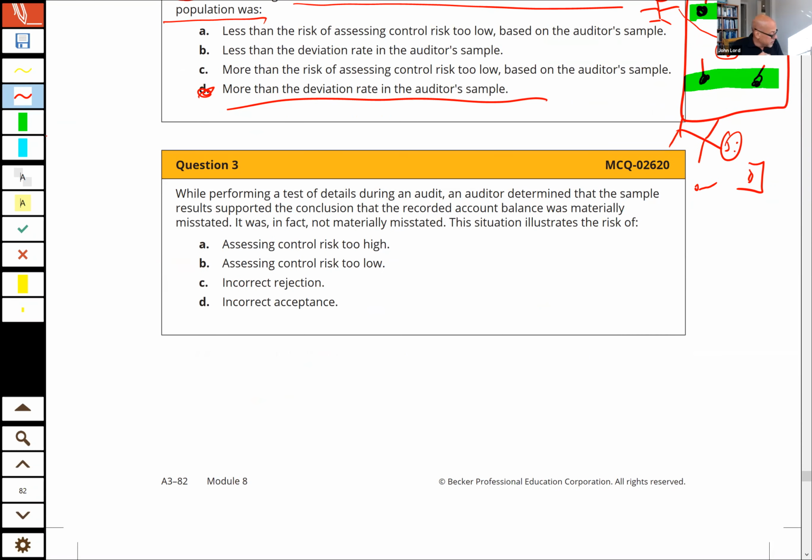All right, let's take a look at number 3. I'll put the poll up.